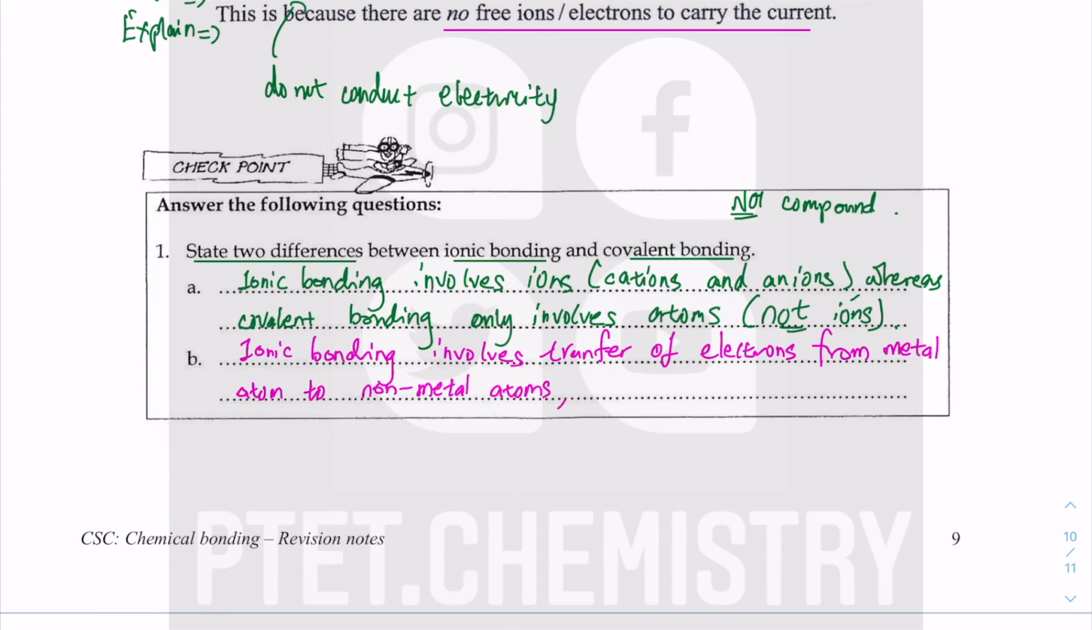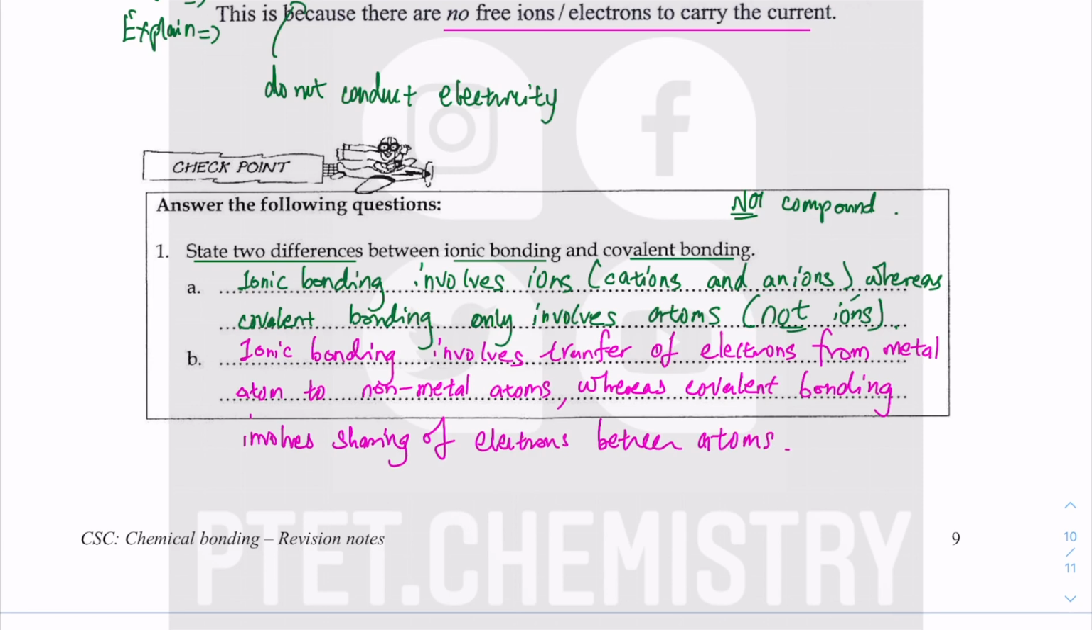But then what does covalent bonding involve? Covalent bonding involves the sharing of electrons, and there's the big difference from ionic bonding. Covalent bonding involves sharing of electrons, and this is not between ions, it is between atoms. Okay, I have one more difference that I can think of.